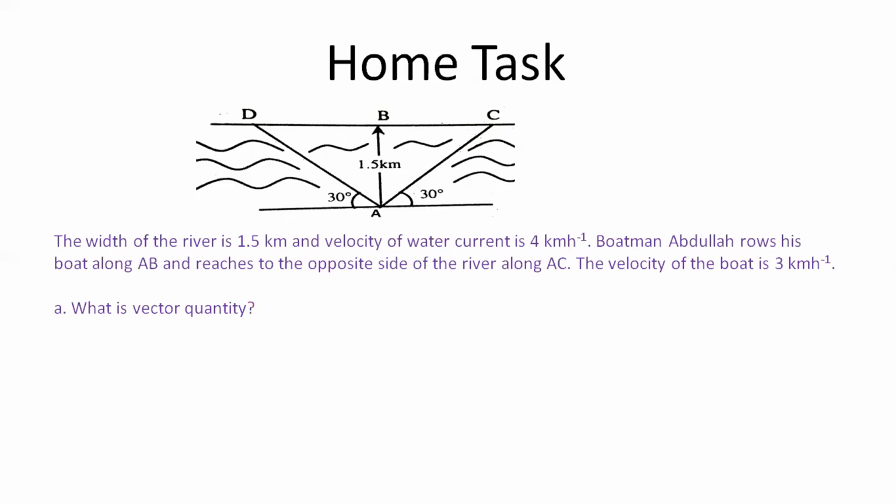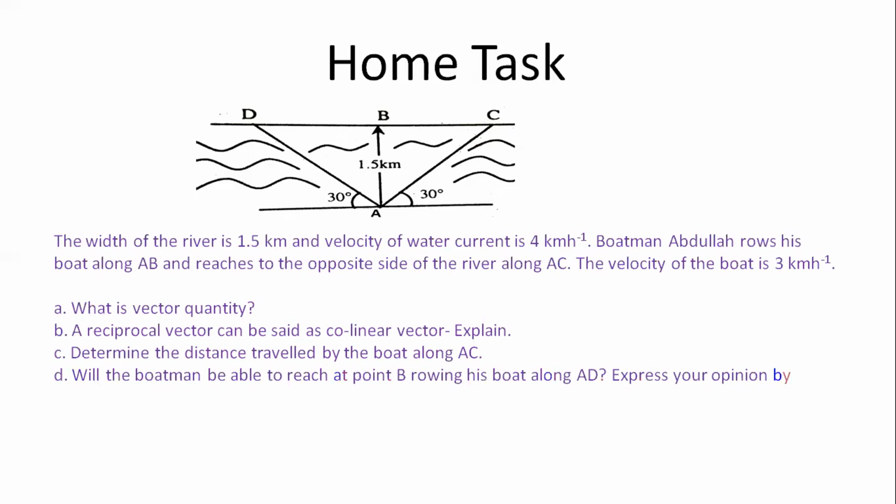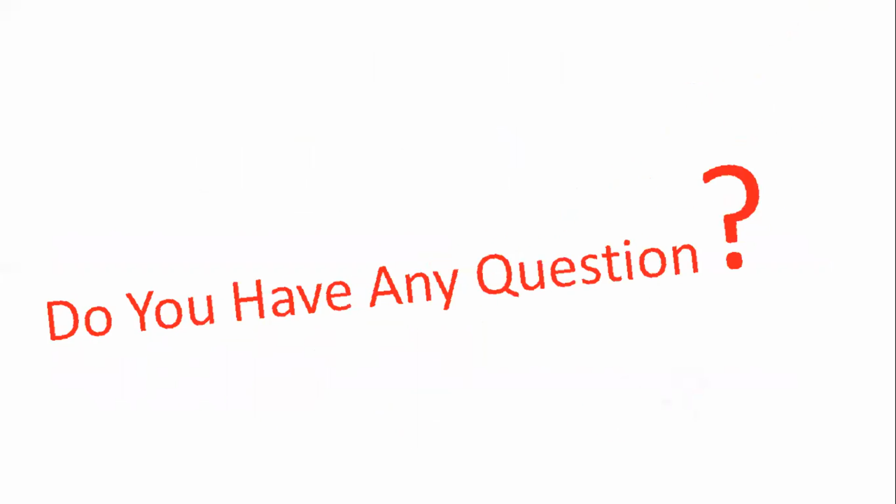First question is, what is vector quantity? Second question is, a reciprocal vector can be said to be a collinear vector. Explain. Determine the distance traveled by the boat along AC. Will the boatman be able to reach point B rowing his boat along AD? Express your opinion by mathematical analysis.